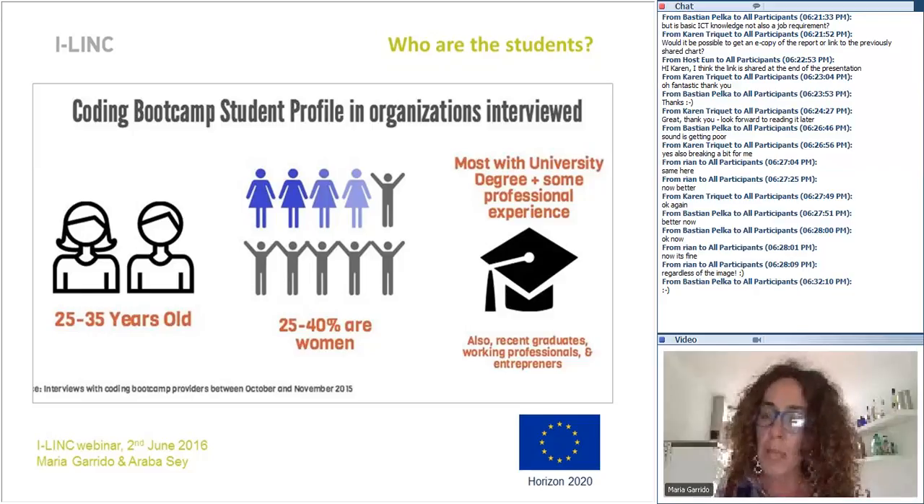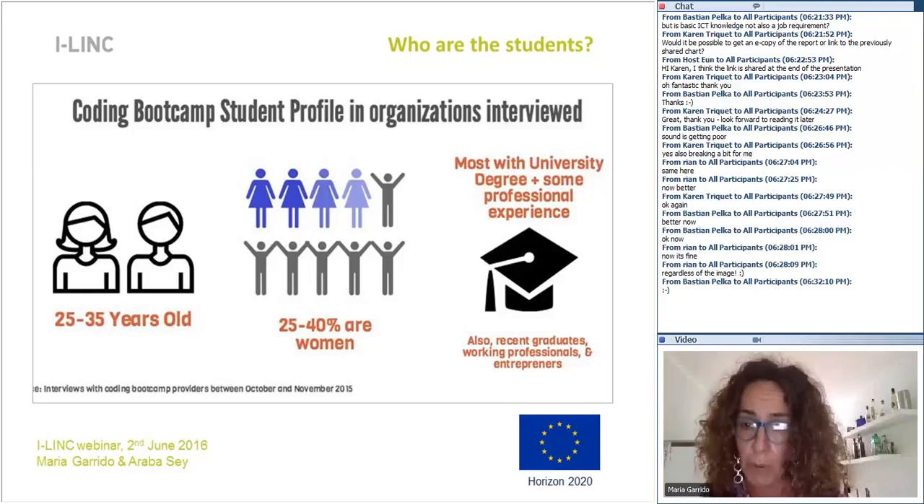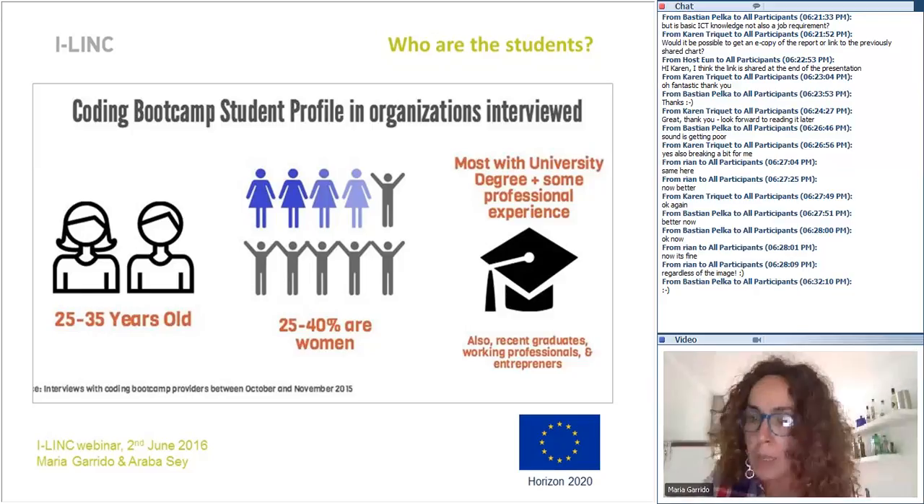Depending on the type of bootcamp, the participation of women goes between 25 and 40%, with different variations, not only regarding region. In Spain, for example, one of the programs has 50% of women participating just because of the kind of program, but that is not the case in other places.